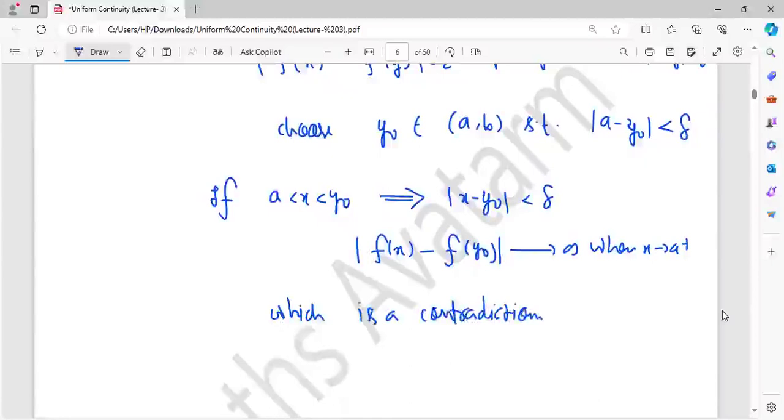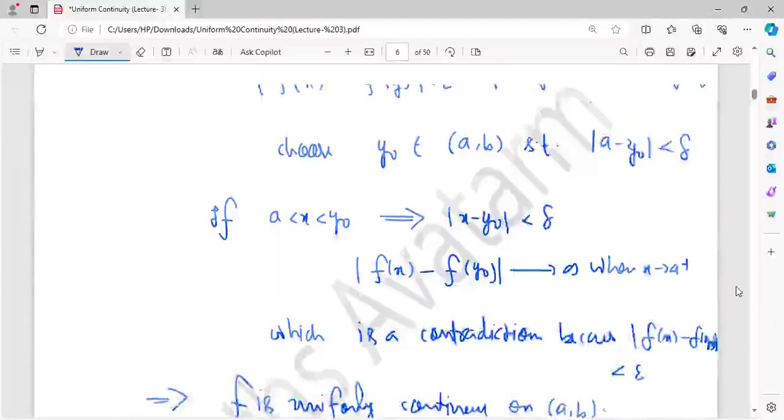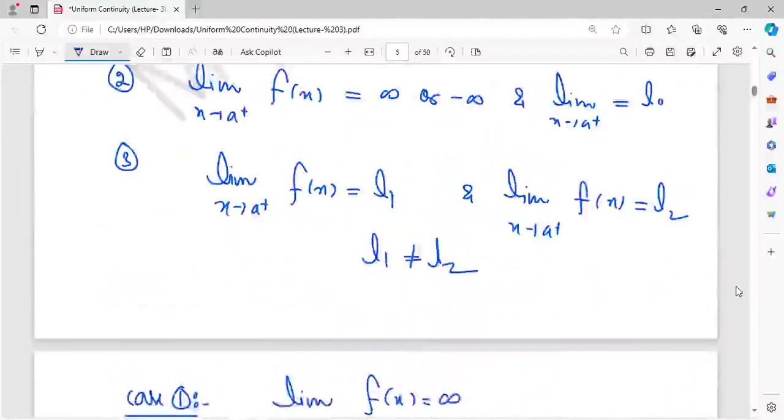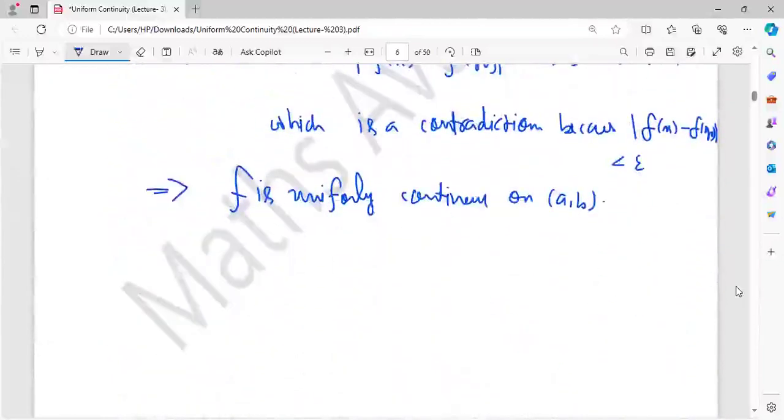Because f(x) minus f(y naught) should be less than epsilon. This is a contradiction to this statement. Yes. So this implies f is uniformly continuous on (a, b). Now, the second case is settled. Similarly, you can show for limit x tends to a plus from the right is infinity. The same technique can be used. Okay. So we are moving to case second.